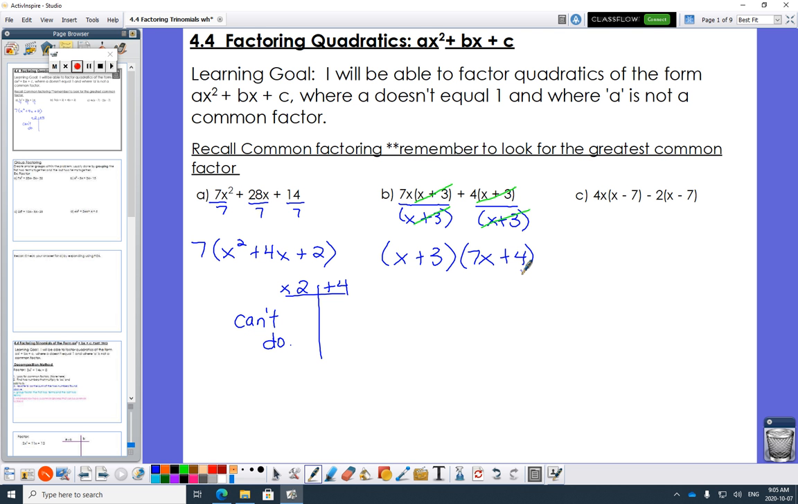We're doing the same thing here, except our common factor is now a binomial. So here, what's our common factor? X minus 7 is the same or common in both. Right, we can cancel it out. Write the common factor first, and then what's left? 4x and minus 2, or negative 2. So be careful, make sure you're doing the sum.